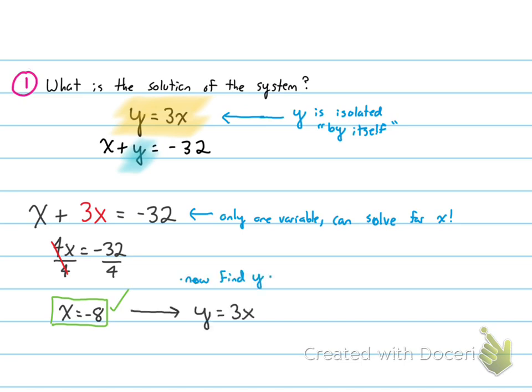So now I'm going to find y. It doesn't matter what equation you plug it back into. I'm just going to do the one where y is already by itself. So y equals 3x, and then I'm going to replace or substitute x with negative 8. Then 3 times negative 8 would give me negative 24. So x equals negative 8, y equals negative 24.